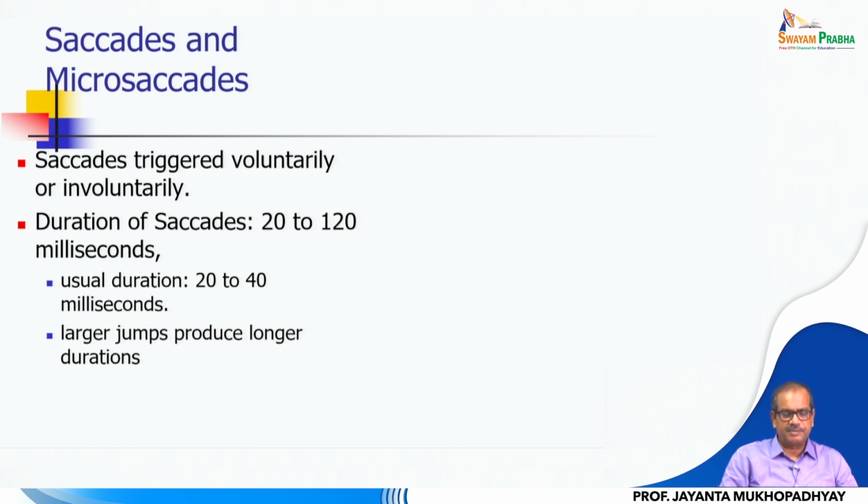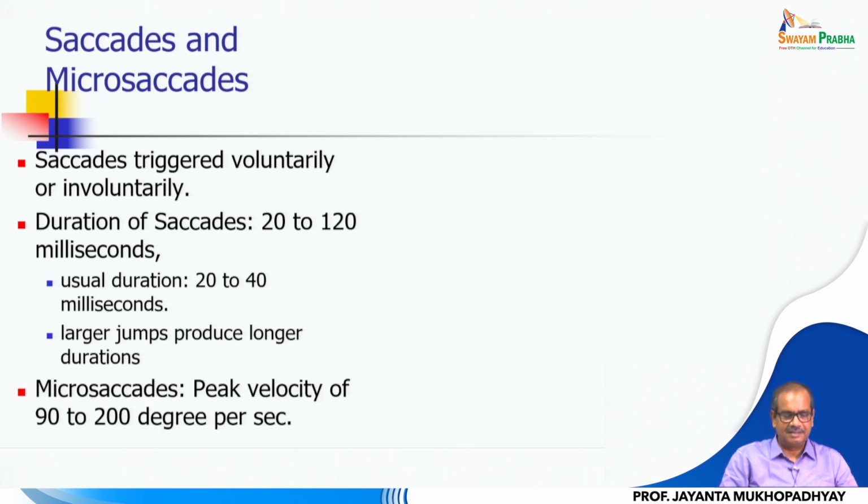Larger jumps produce longer durations. Naturally, this was hypothesized earlier, and now it has been observed experimentally. And for microsaccades, the peak velocity is 90 to 200 degrees per second. So it is very fast. Microsaccade is the fastest motion.